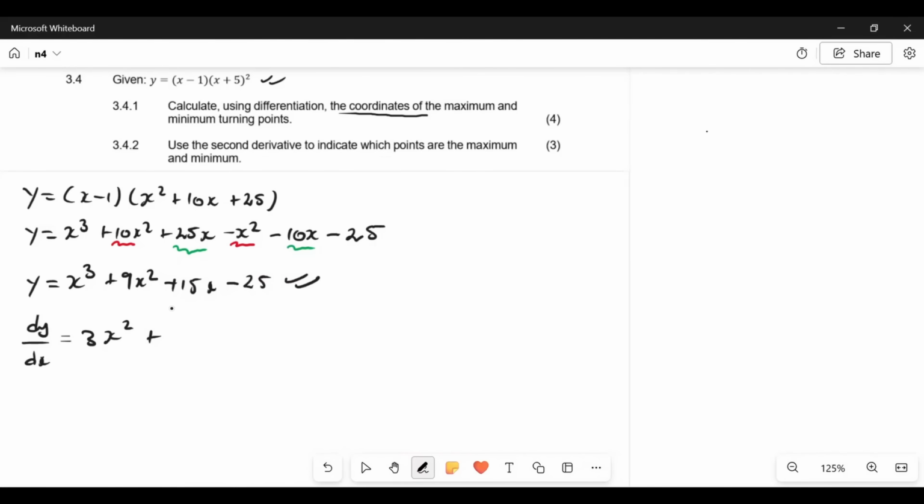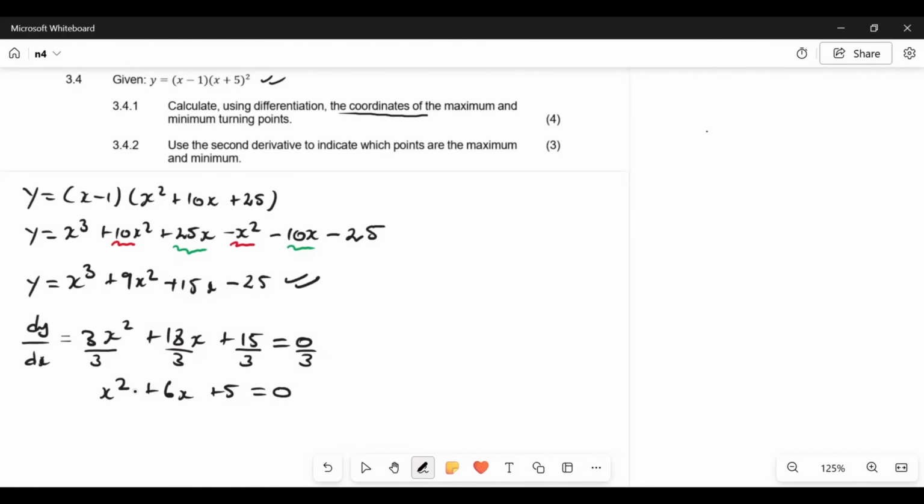Plus, now if we derive the second term, that's going to give us 18x and then the last term is going to give us 15 there. There we go. But let's not forget this is equaling to 0. Now, if we look at each and every term here, we have a common factor. We can divide by that common factor, which is 3 throughout. So if we divide by 3 throughout, you're going to have x squared plus 6x plus 5. All this is equaling to 0.